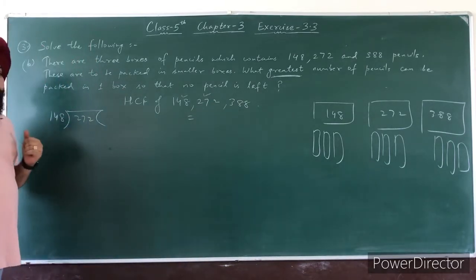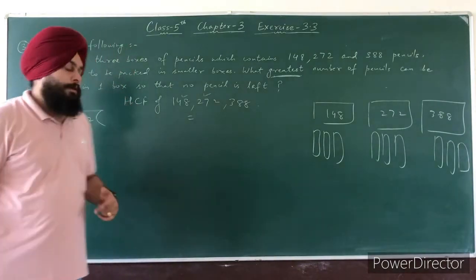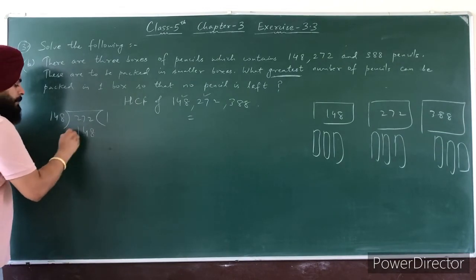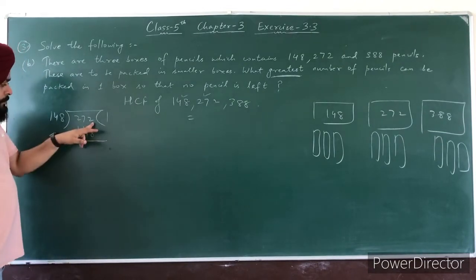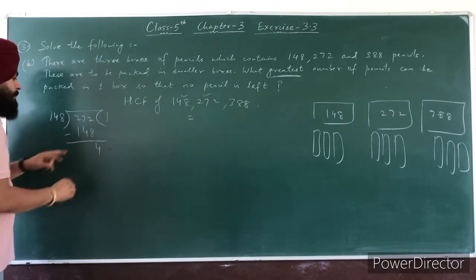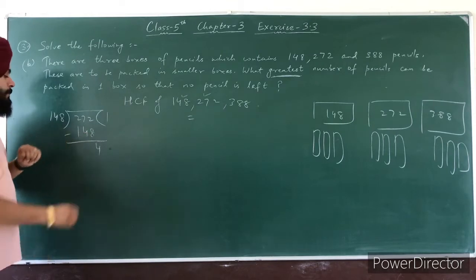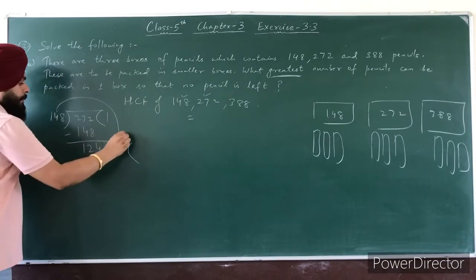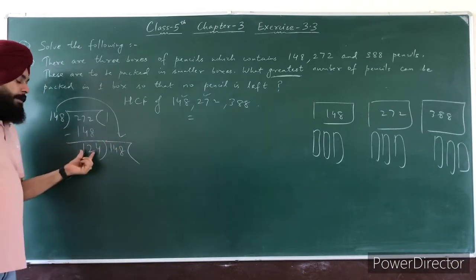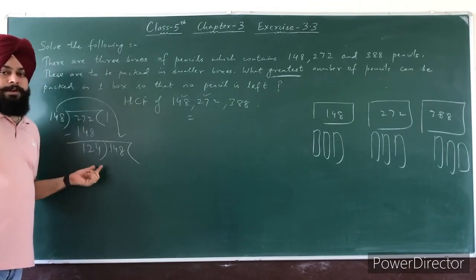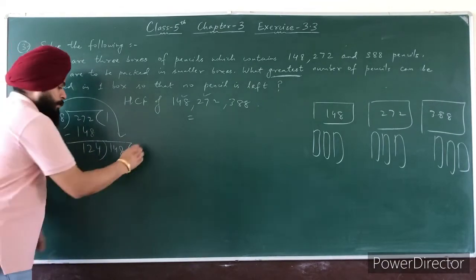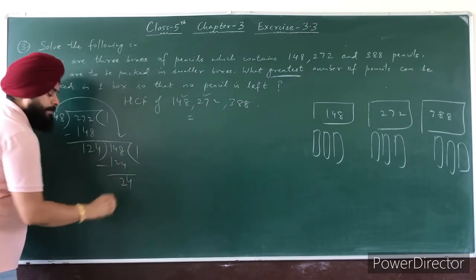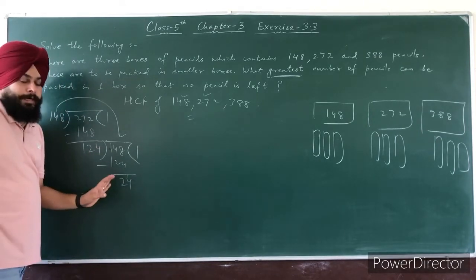So 148 ones are 148, 148 twos are 296, so it is greater than this one. So we will take 148 ones are 148. Now this 2 will borrow from 7. So 12 minus 8 is 4. Here 6 should be left. 6 minus 4 is 2. Now 2 minus 1, 1. Now we will take this 148 as our new dividend, and the remainder of this first step is our new divisor. Now 124 again ones are 124. 8 minus 4 is 4 and 4 minus 2 is 2. 1 minus 1 is 0, so we don't need to write it.